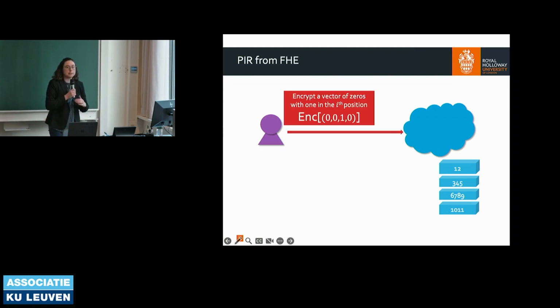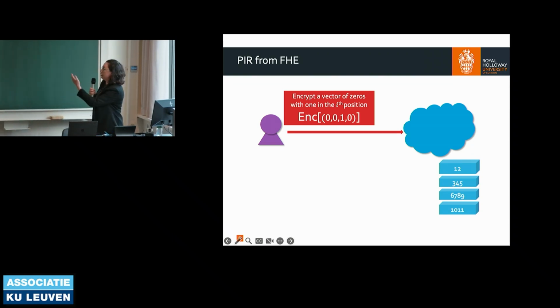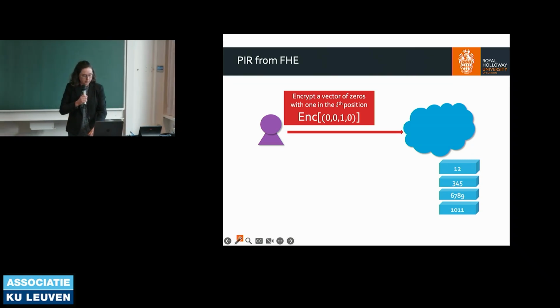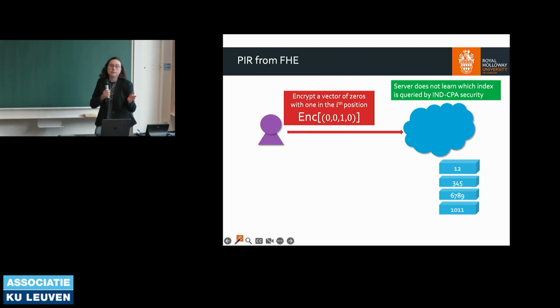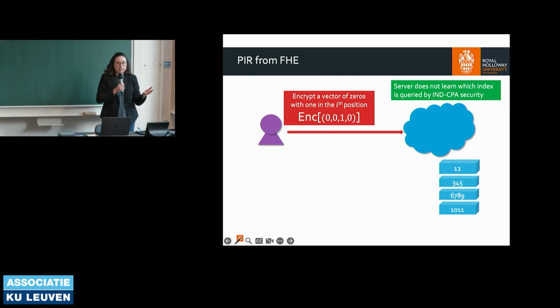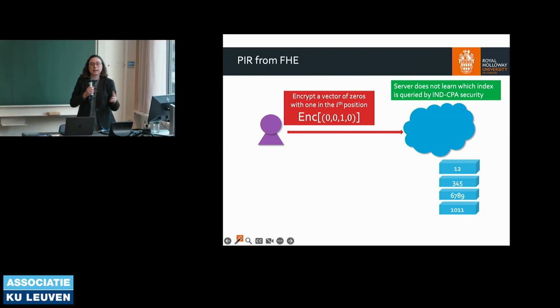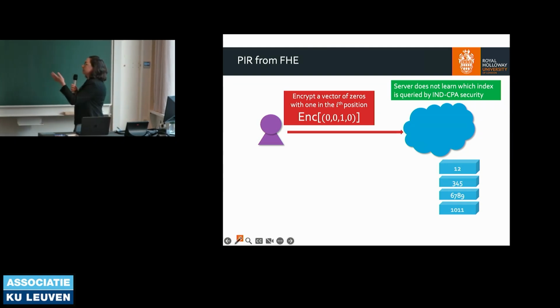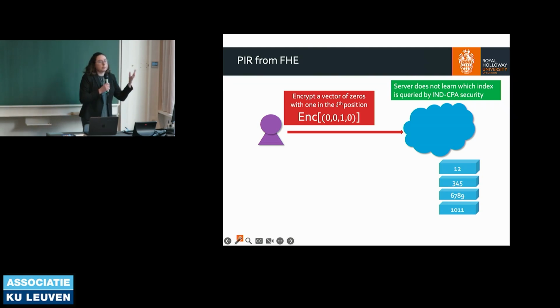Well, let's suppose they want the data in the ith position. Here in my example, I is 3. What they can do is encrypt a vector that has zeros everywhere, but a 1 in the position that they want, the ith position. So here, the 3rd position. They just transmit this ciphertext over to the server, and by the IND-CPA security of the FHE scheme, the server doesn't learn from this ciphertext which particular index the client wants, because an encryption of 0010 looks just like an encryption of 1000, etc.